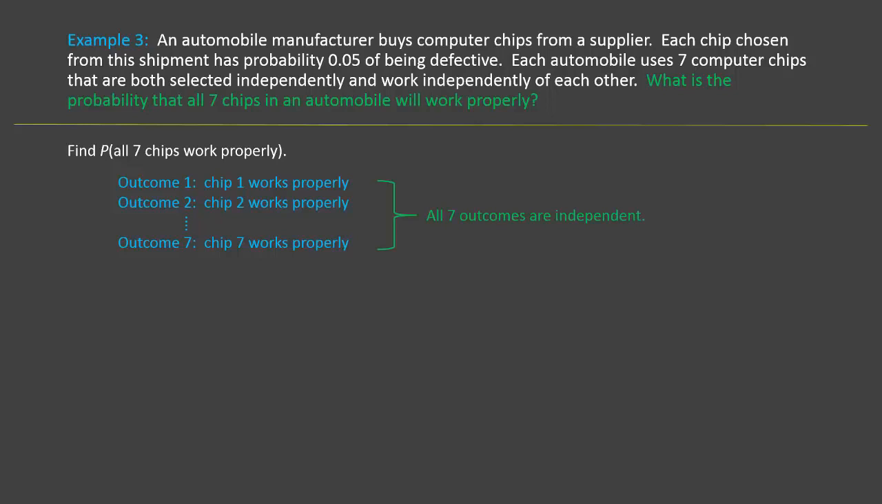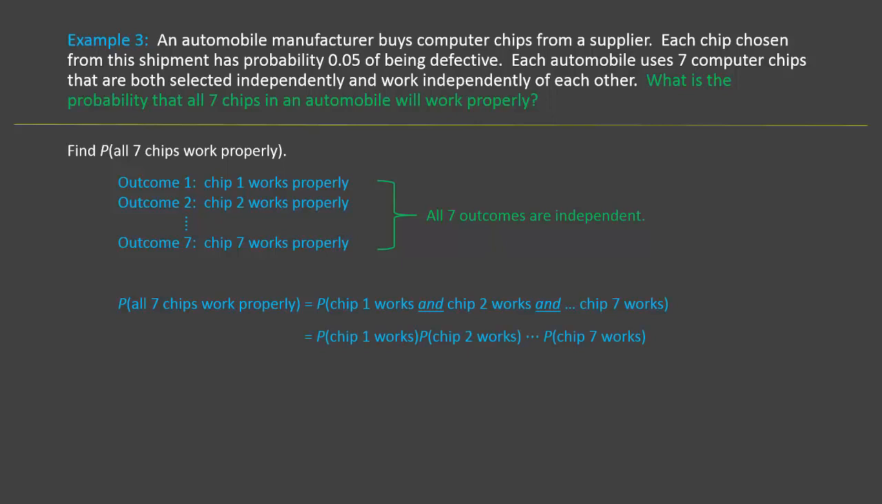We're given that each chip is selected and works independently of each other. Therefore, we can use the multiplication rule for independent events here. Note that the multiplication rule that was stated earlier in this video was only for 2 outcomes, but it can also be applied to multiple independent events like this. So the probability that all 7 chips work properly means that chip 1 works and chip 2 works all the way up to chip 7 works.